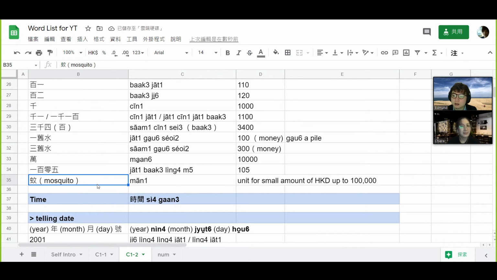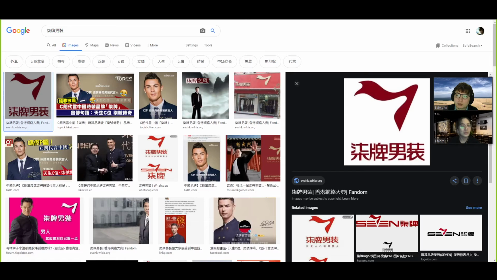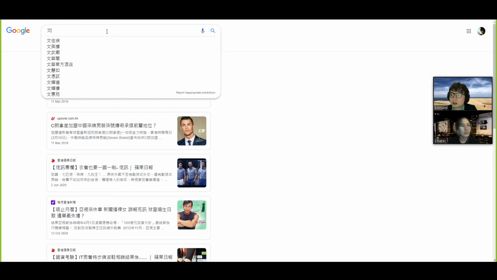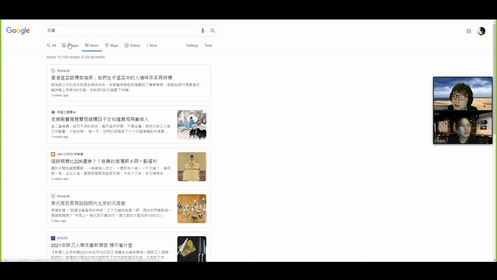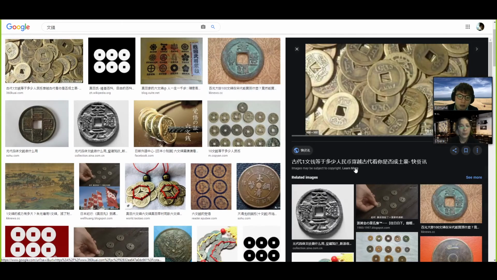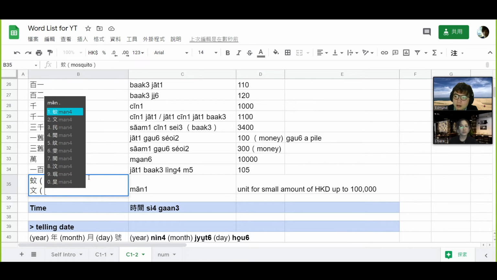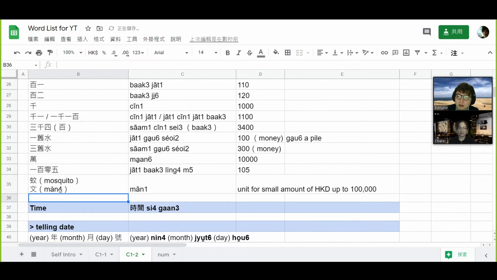For this one, it's pronounced like this, man. In daily life, people write it using this character, which means mosquitoes. But the original character for this is this. This is an old unit of money in ancient China. It looks like this. This is yaman. But nowadays, because this in Cantonese is pronounced differently from the pronunciation of this, people don't really use it when writing. They use this a lot.